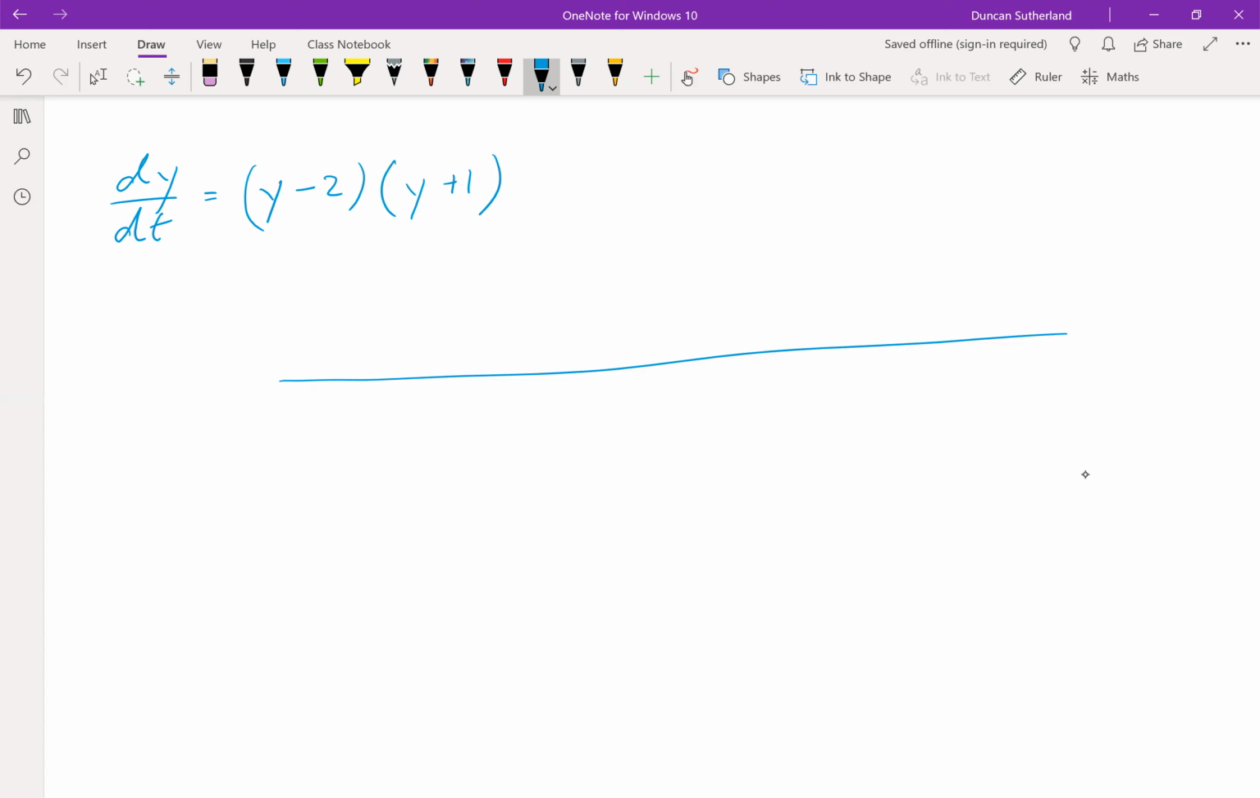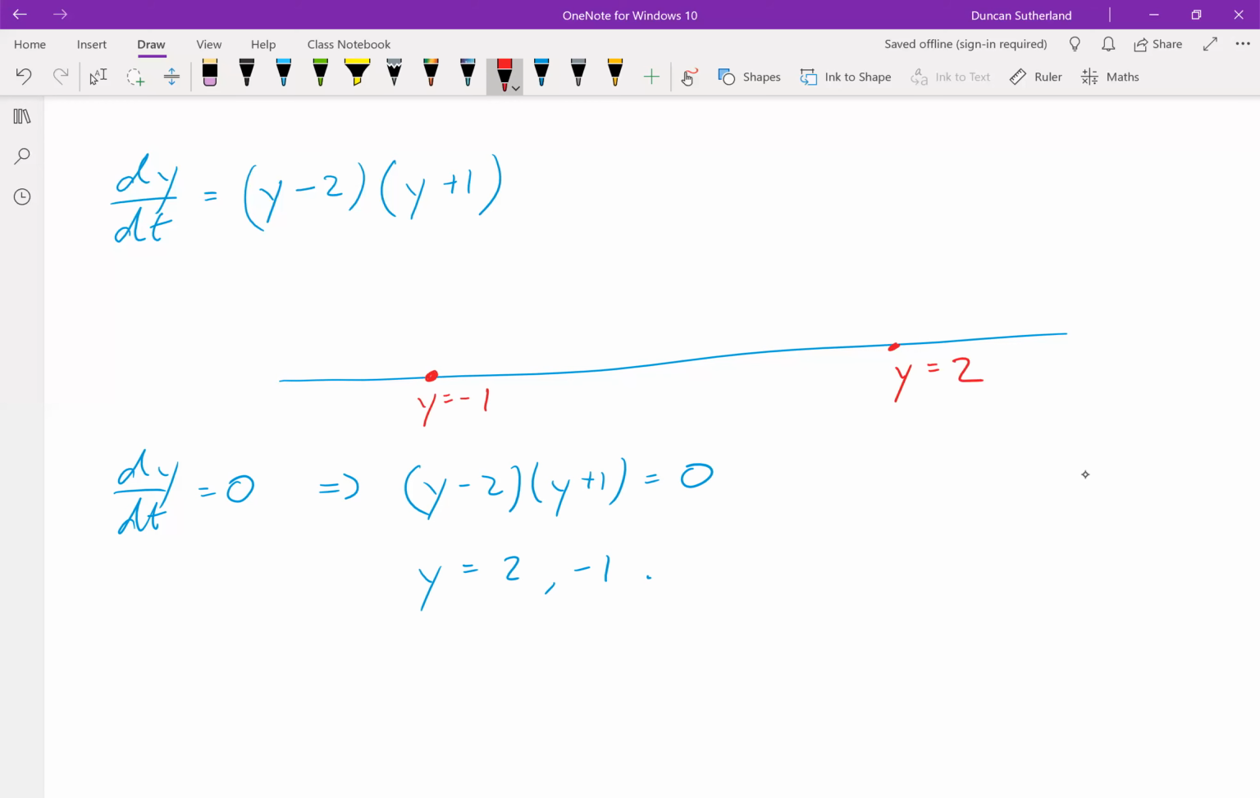Step 2, work out where the critical points of this equation is or are. So a critical point is dy/dt equals 0. So that implies (y minus 2)(y plus 1) equals 0. That occurs at y equals 2 and y equals minus 1, right? I made this equation up. I chose nice factors. So at y equals minus 1, y equals 2. We just sketch them on.